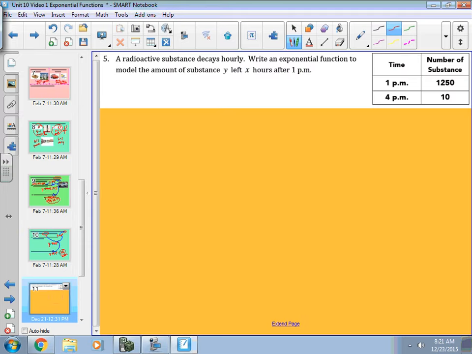All right, let's look at another one. Now, this next one's a little bit different. Here, they're going to give us some information on a table over here, and we're going to have to figure out using this table what the equation is. So they tell us that this substance is decaying, exponential decay, and at 1 p.m. there was 1,250. At 4 p.m. there was 10. Okay, so we got to use that information to figure out what our equation is here.